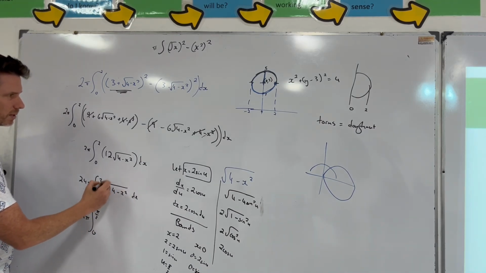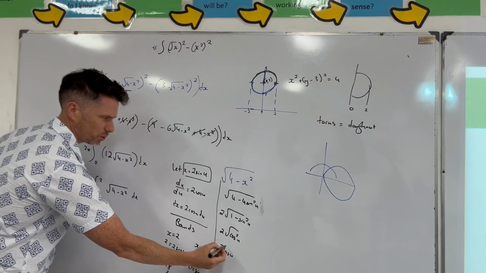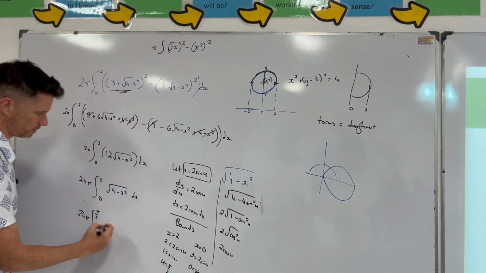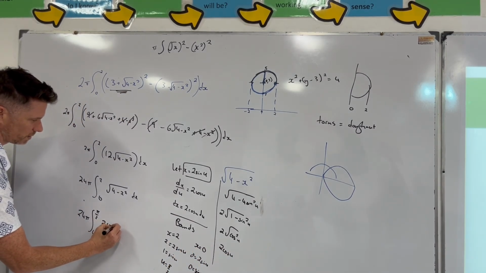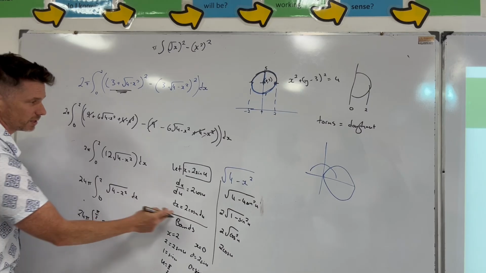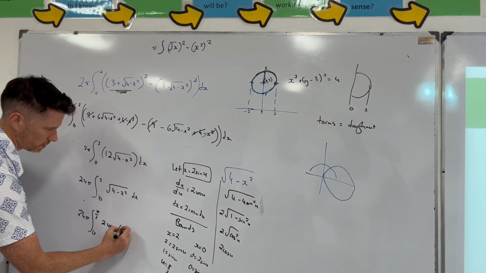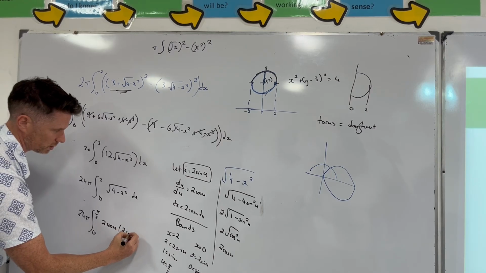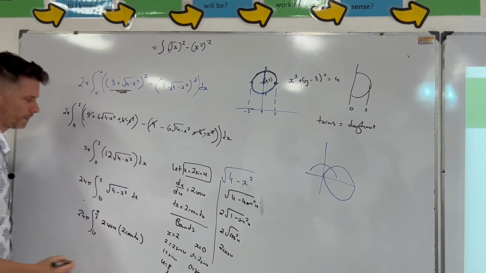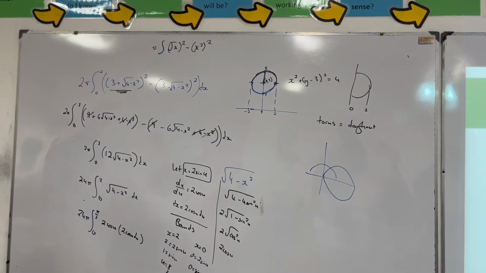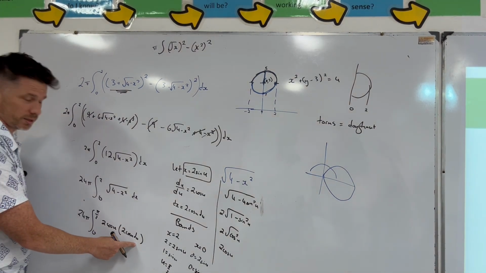This bit became 2 cosine u over here. Much better. dx is 2 cosine u du. So it's 2 cosine u du, so it's 4 cosine squared u du. The du goes away when you integrate. Yeah, it is 4 cosine squared u du.